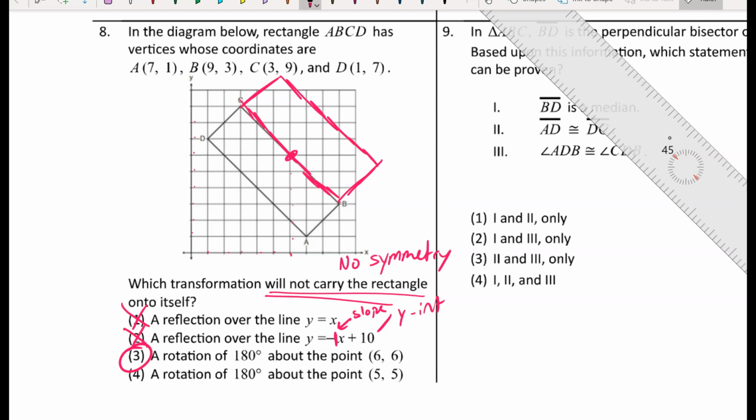The whole idea why 4 does create the same image is because 5, 5 is right there. It's right in the center of the rectangle. So when I rotate 180 degrees, A is going to line up with C, B is going to line up with D, and so on.